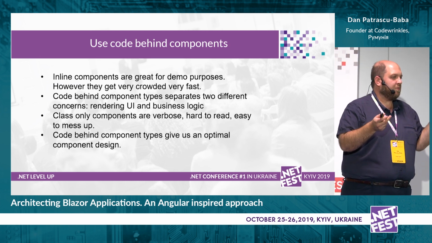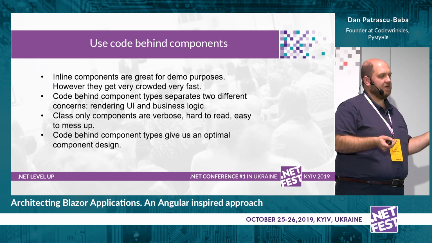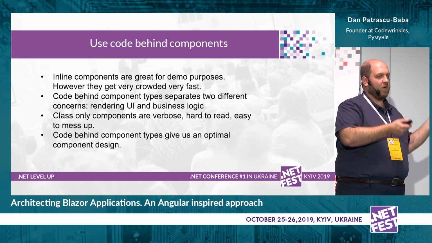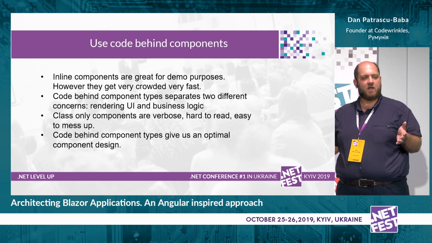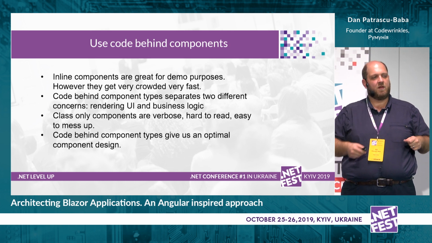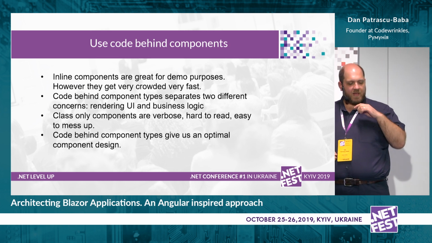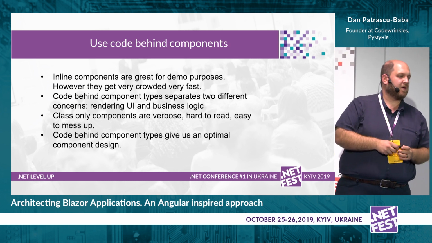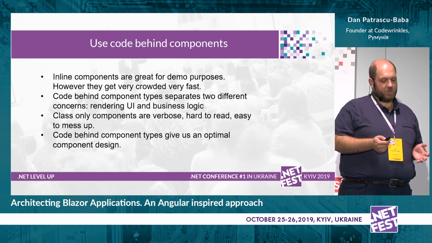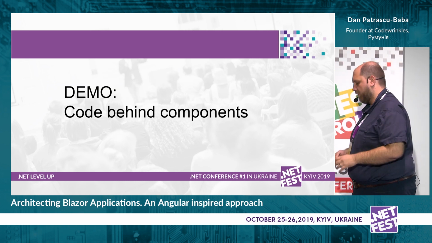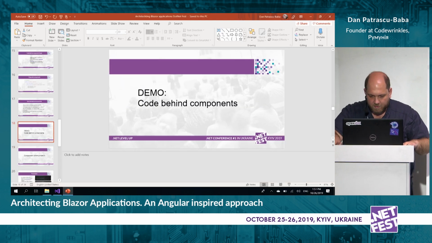Also, from my perspective, it is good from an architectural perspective to segregate these different responsibilities, because here we have two different responsibilities. The markup part is responsible for rendering the UI, while the CS file is responsible for all the logic behind. So it's like the single responsibility principle applied to this architectural guide. And of course, class components are really cumbersome to use. That's why the best way to proceed is using code behind components. And the code behind components, we'll look briefly into some of them.